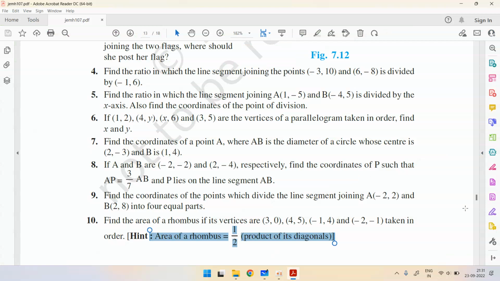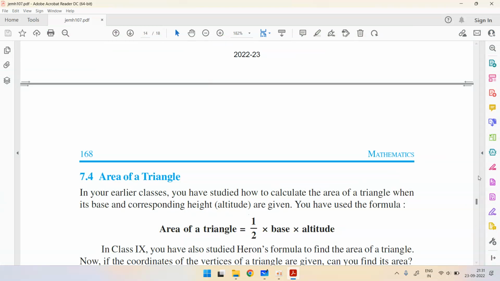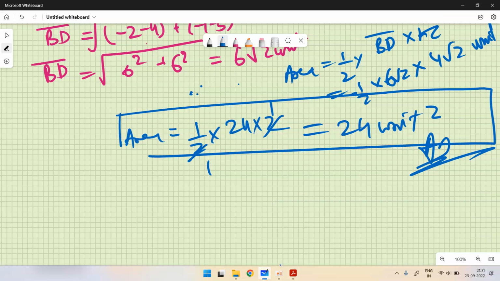So by doing so you have completed exercise 7.2.